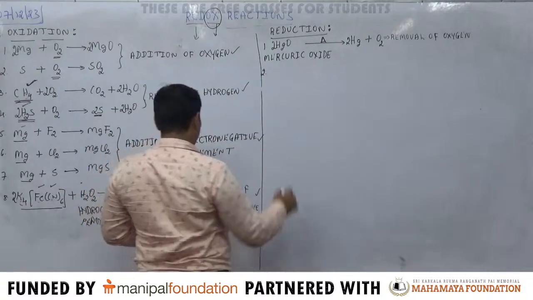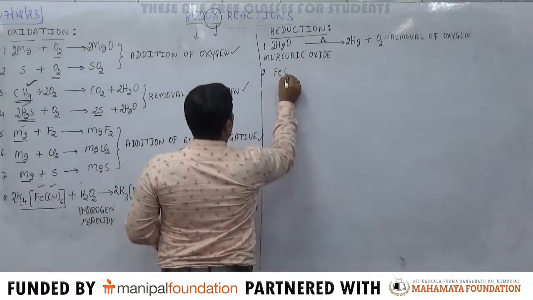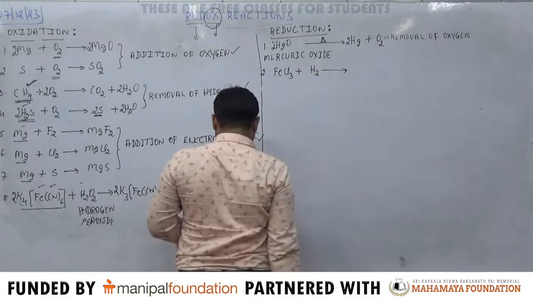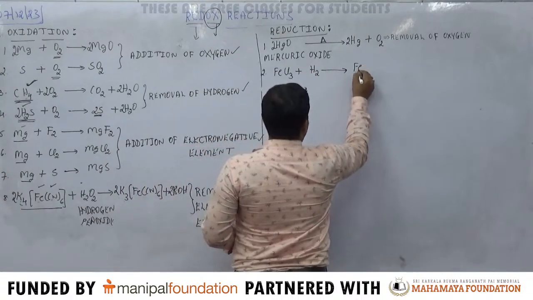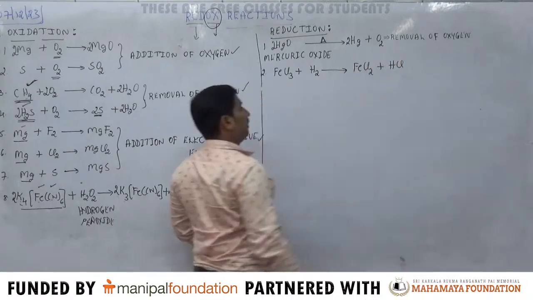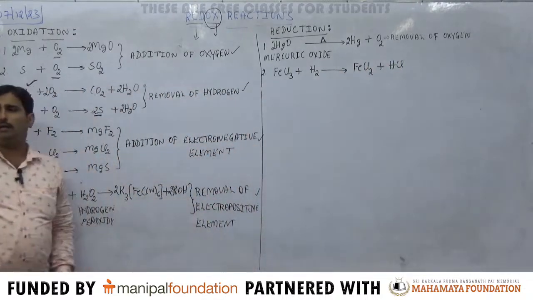Next reaction, FeCl3 plus H2 is giving FeCl2 plus HCl. Balance the equation.